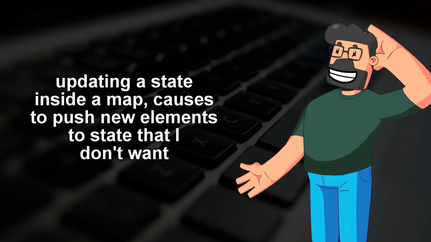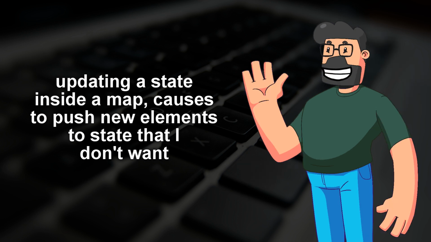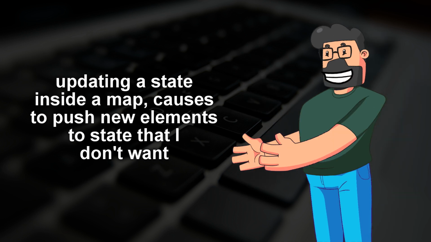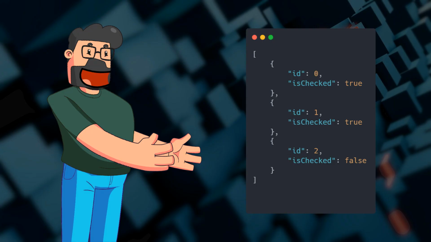We have a situation where we're trying to render a list of checkboxes based on our data state in React. But every time we click a checkbox, a new element gets added to the data state. Quite a head-scratcher, right? Let's jump into the solution that can help us out here.